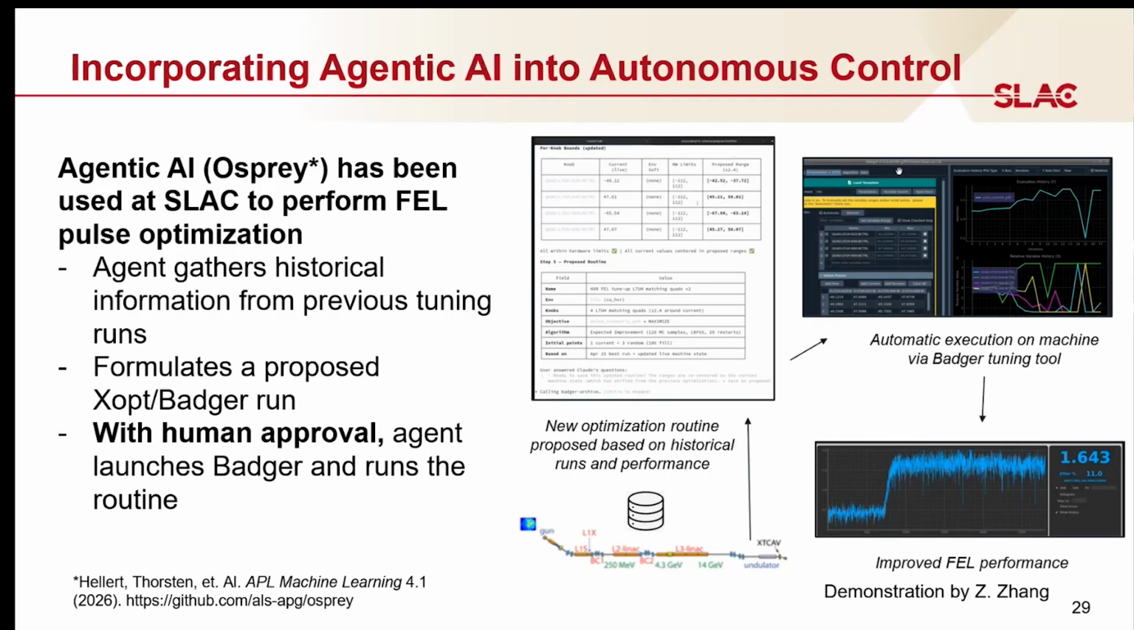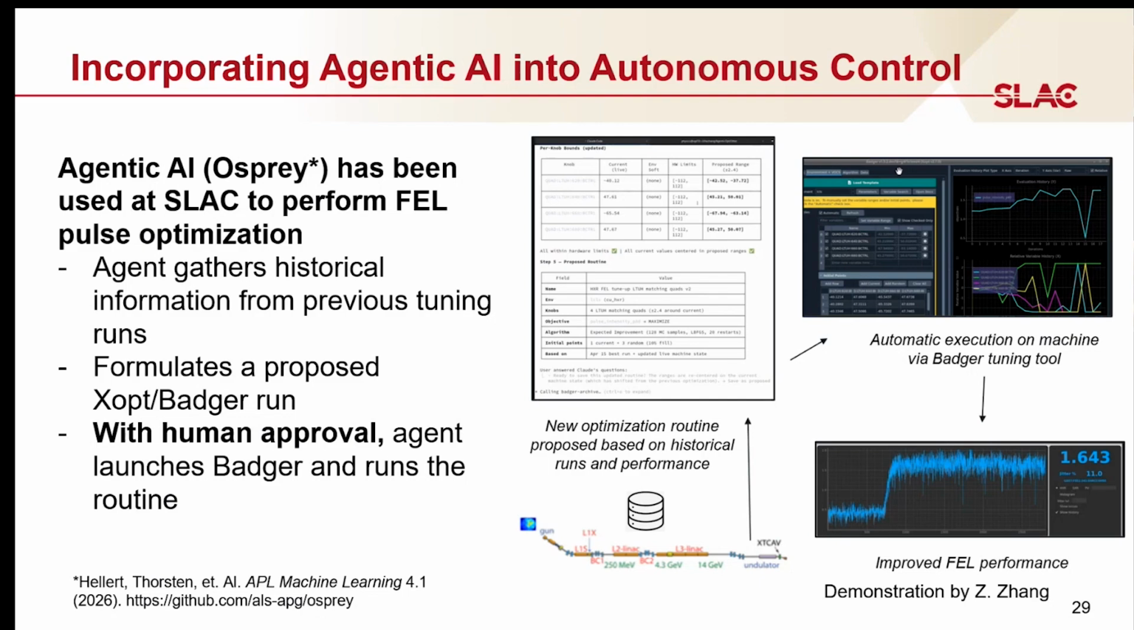More recently, with the popularity of agentic AI and large language models, we started incorporating that into the Badger workflow. One thing that we've noticed is that it's potentially difficult for users to set up routine optimization problems in the context of Badger. One thing that we can do is use the Osprey framework, which is a community-developed agentic AI harness for things like Claude Code that has been developed across the Department of Energy facilities here in the United States.